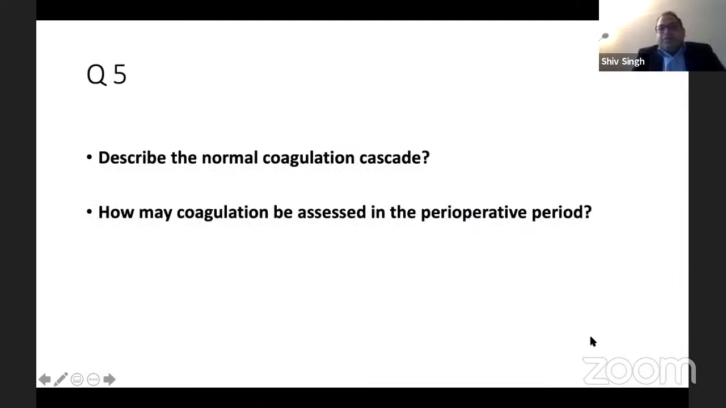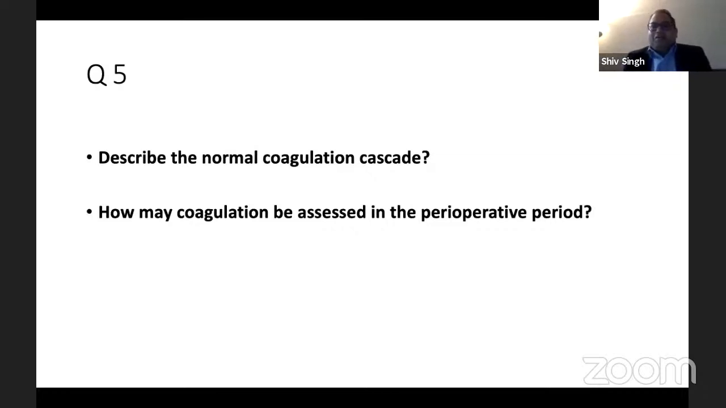So now coming to the next question. This is again a difficult one. So we'd be talking about the coagulation cascade. Describe the coagulation cascade and how may coagulation be assessed in the perioperative period.